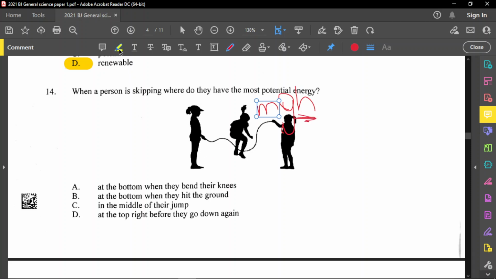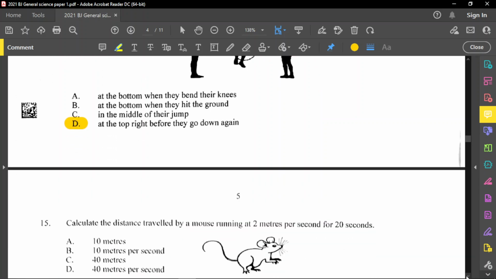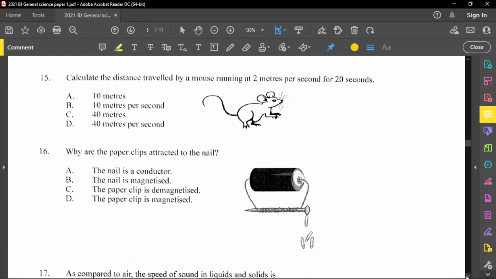Okay. So here now we say that the bottom, when she bends her knees, no, that can't be because she's going to be very low. At the bottom, when she hits the ground, no, that's going to be a very low potential energy as well. In the middle of their jump, no, and of course D at the top, right before she actually comes down again. So D is the correct answer. That is her maximum height. So a simple way to say it, highest potential energy is the maximum height.